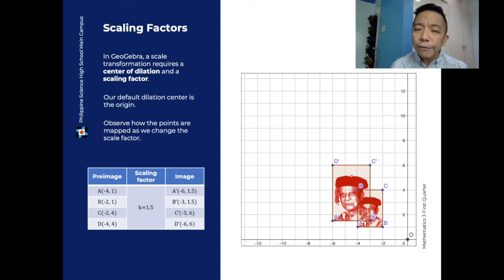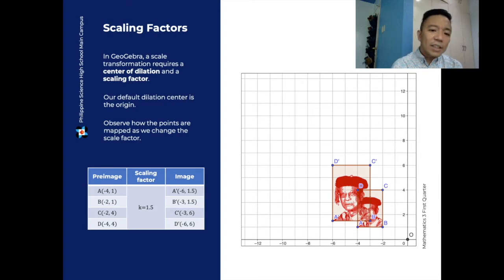Gawin nating 1.5. Tignan natin yung dimensions ng pre-image. Yung kanyang length ay 2 units, yung kanyang height ay 3 units. Pagpunta natin dun sa image, yung kanyang length ay magiging 3 units. Kanina 2, naging 3. So nagmultiply tayo ng 1.5. Yung kanyang height ay 4.5 units. So nagmultiply din tayo ng 1.5 dun sa height nung pre-image na 3. So 3 times 1.5 is 4.5. Yun yung scaling na naganap.